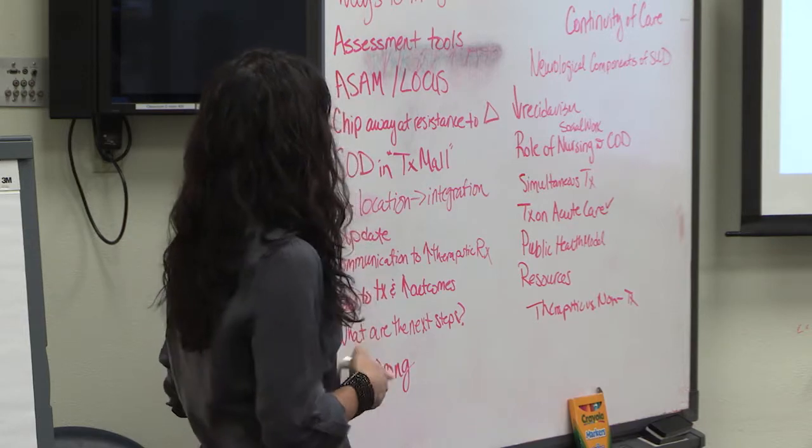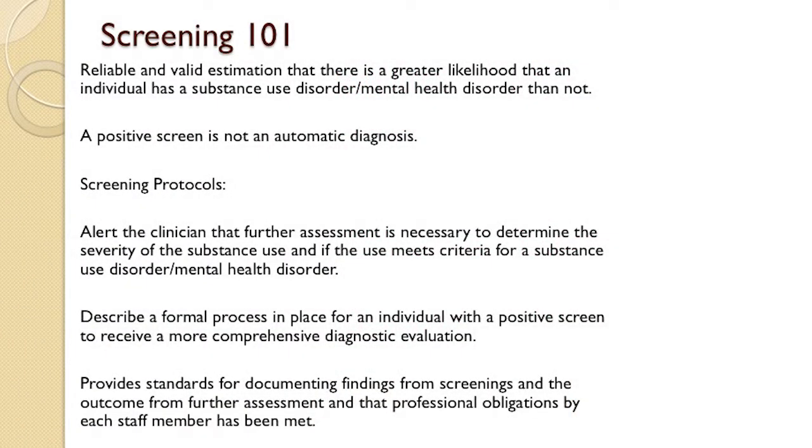Okay, so screening 101. We have reliable and valid estimations that there's a greater likelihood that an individual has a substance use disorder or a mental health disorder than not. That's really what the screen tells us, that for a positive screen there is a greater likelihood that there is a substance use disorder or a high risk of use. So a positive screen does not result in an automatic diagnosis, right? You're not going to do a universal screen and then say, oh, this person has a substance use disorder, because they may just be high risk, like we talked about yesterday when we talked about the public health model.